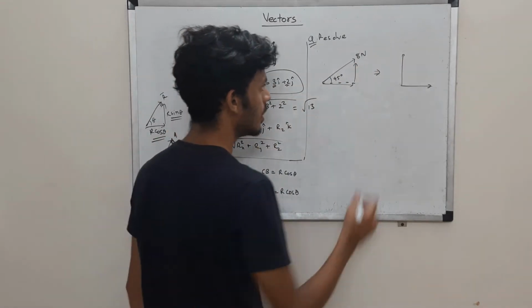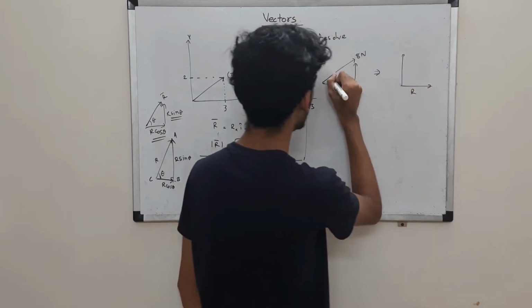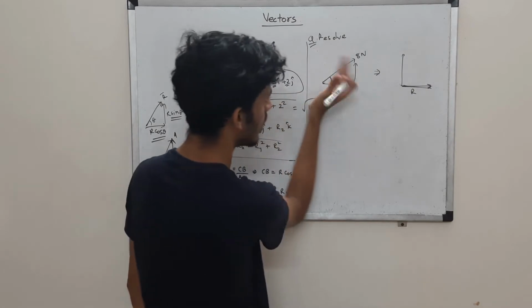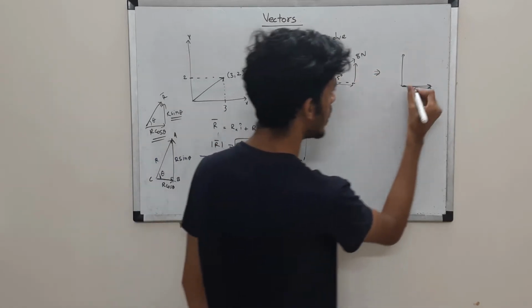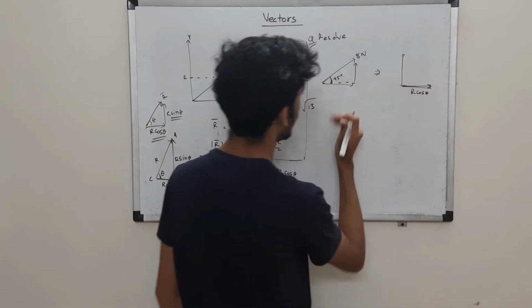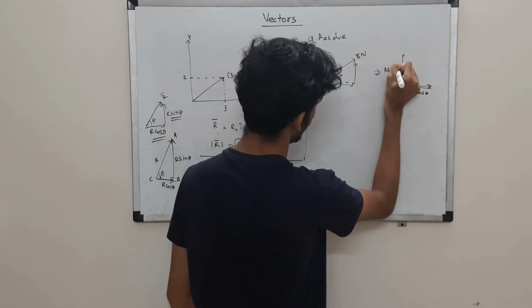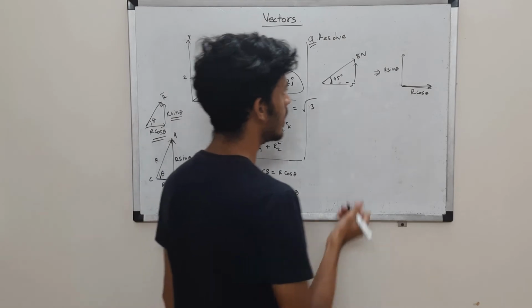Okay, so this will be R. This is theta, right? So this side is adjacent to theta. Adjacent to theta will be R cos theta, and this side is opposite to theta, R sin theta. Okay, so you can easily split that.